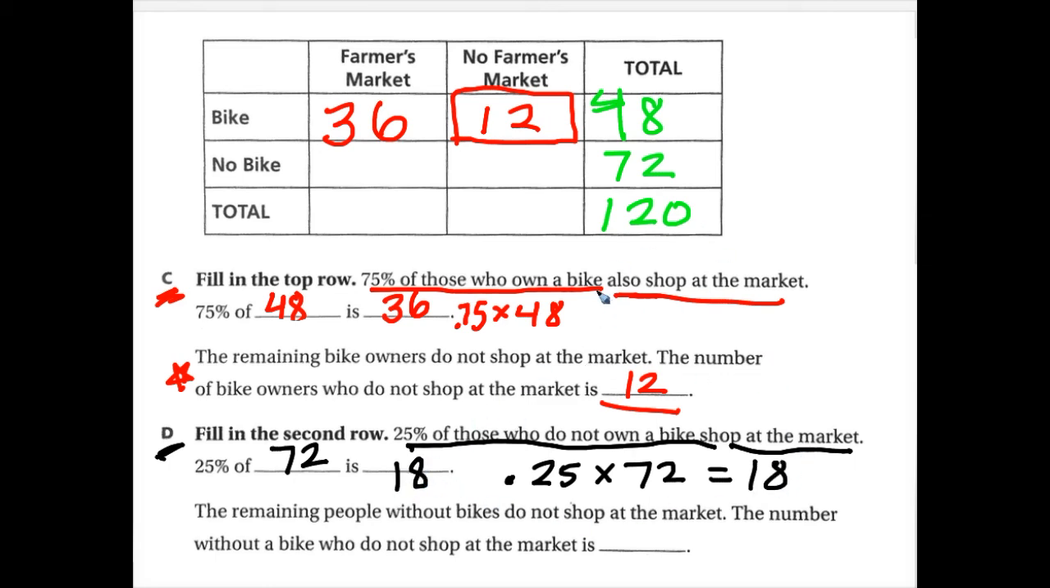So 25% of the people that don't own a bike do shop at the market. So no bike market people are 18. The remaining people without bikes do not shop at the market. So basically we're looking at what are we going to place right in here. 18 plus what is 72? We're just doing simple subtraction. 72 minus 18. And you end up with 54. Okay, so pause if you need to.